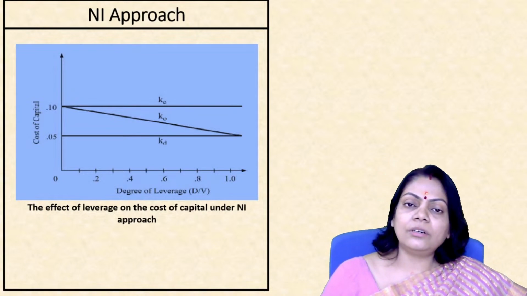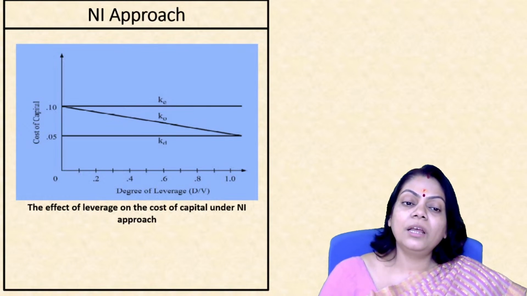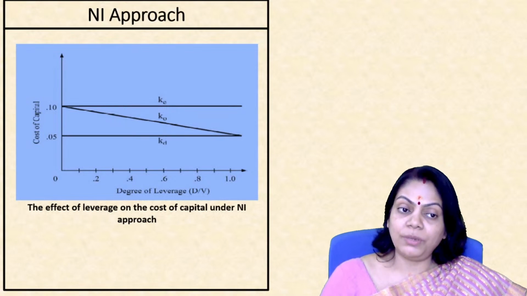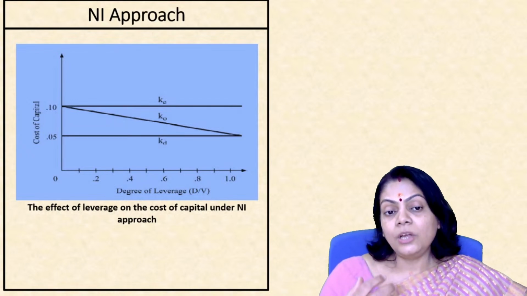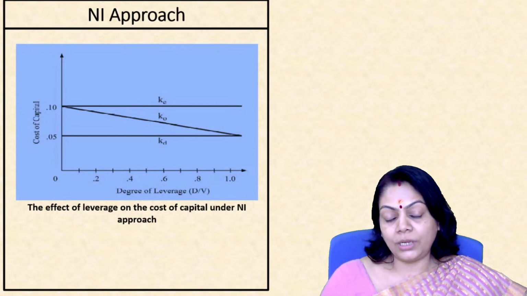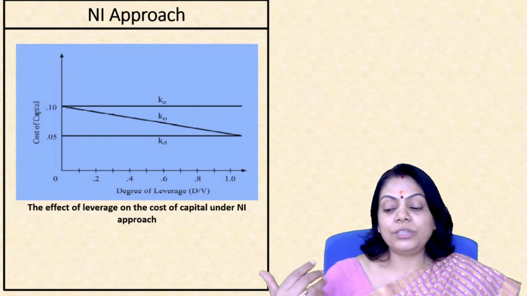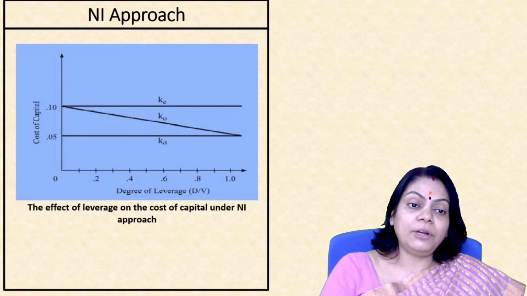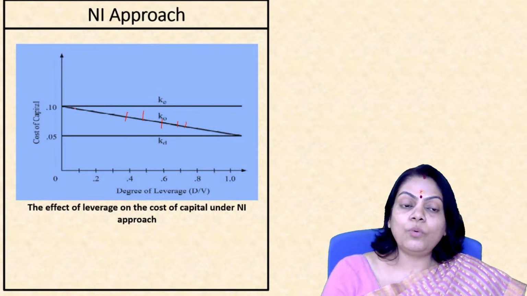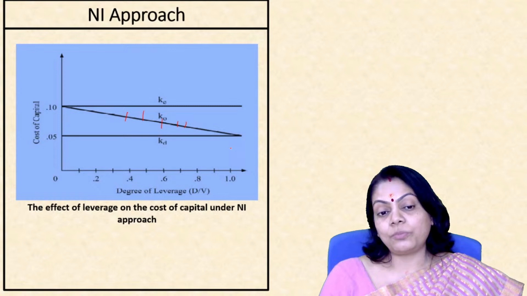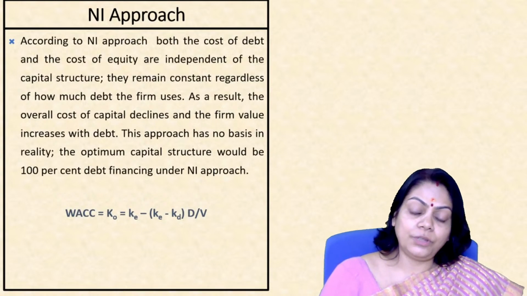This is a far-fetched conclusion, and does not hold good in real life, but these theorists believe that KD and KE, cost of debt and cost of equity, remain constant, and by virtue of being the cheaper source of finance, the KD will drag the overall cost of capital to a minimal level as we employ more and more debentures. So as we go on increasing the leverage, the overall cost of capital will reduce, and because the overall cost of capital reduces, the value of the firm goes up. That is the approach of the NI theory.